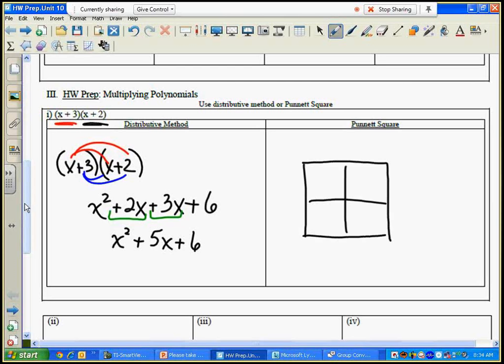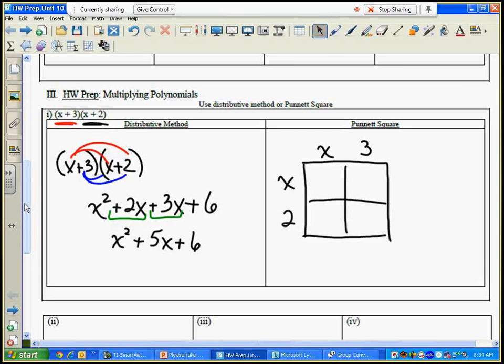Then you dress or set up, just like you would in science with your recessive and dominant traits and so forth, you dress the Punnett square with the terms that are in each binomial. So like x plus 3 is your first binomial. It doesn't matter whether you put it on the top or the bottom, but you have x and 3. x plus 2 is your second binomial. You'll dress the other part of it as x and 2. Now notice since all these parts are pluses, they're positives, I have all positives up here. If there was a minus in there, I would have a negative.